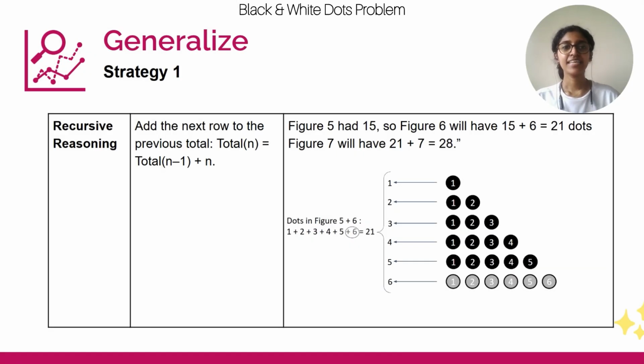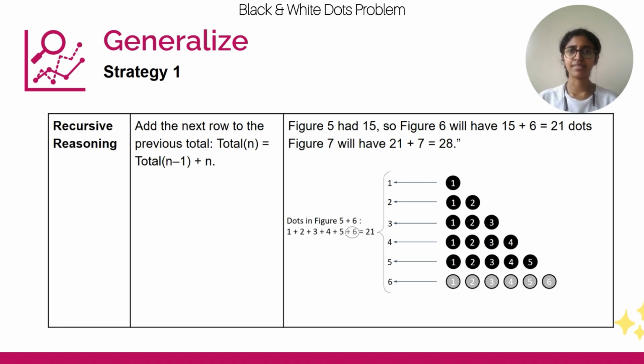So the first strategy, as you might know, is a recursive reasoning strategy. The students are going to share that total number of black dots in any figure is actually equal to the sum of the total number of black dots in the previous figure plus the figure number. Let's take for example, if we look here, figure 5 has 15 black dots, and if we have to find out for figure number 6, then we add 15 plus the figure number which is 6, and that brings us to the total of 21 black dots. This is one method the students are going to come up with.